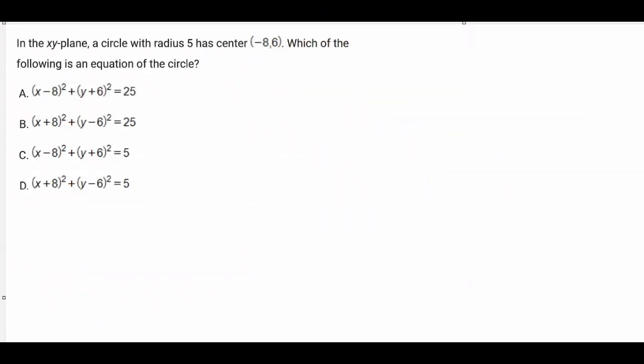This one's a medium SAT geometry problem. A circle with radius 5 has center (-8, 6). What's the equation of the circle? And all the answer choices are just potential equations of the circle.